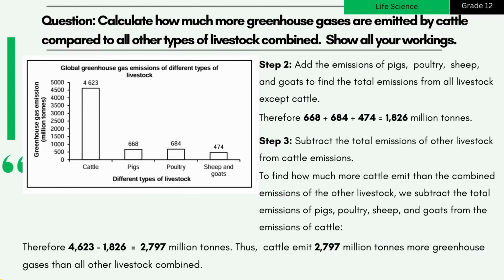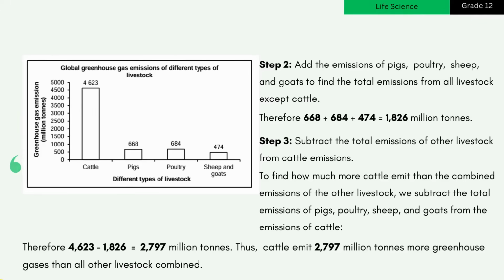Therefore 4,623 minus 1,826 is equal to 2,797 million tons. Thus, cattle emit 2,797 million tons more greenhouse gases than all other livestock combined.